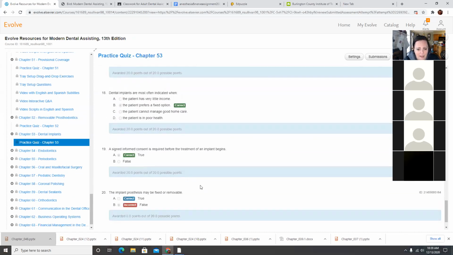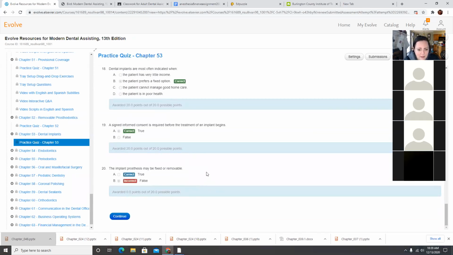Okay. And then, an implant prosthesis can be fixed or removable is actually true, right? Because you can do an implant supported overdenture, and that's going to be removable. Or you can do a fixed bridge supported by implants. So you could do one or the other.